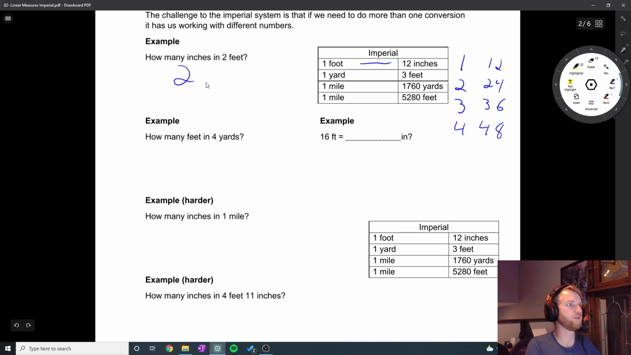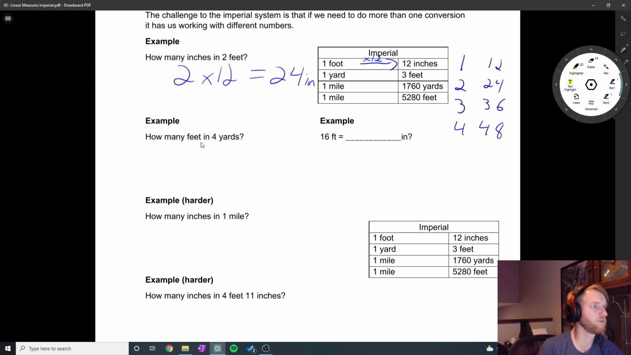We have 2 feet and we times it by 12. It'll tell us that we need 24 inches to make the same amount. Okay, so look at this and say, like, I'm starting with feet and going to inches. What am I doing to this to get that? What am I doing to 1 to get 12? I'm multiplying by 12. So exact same idea here.